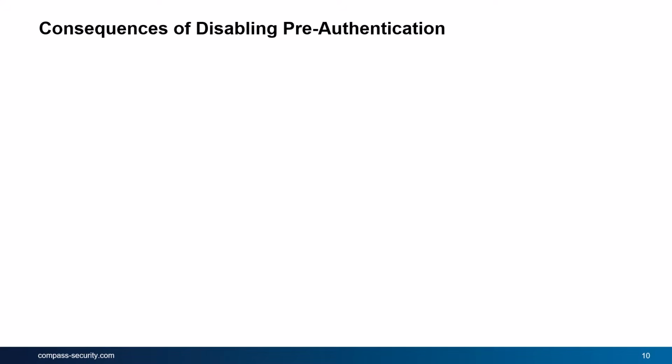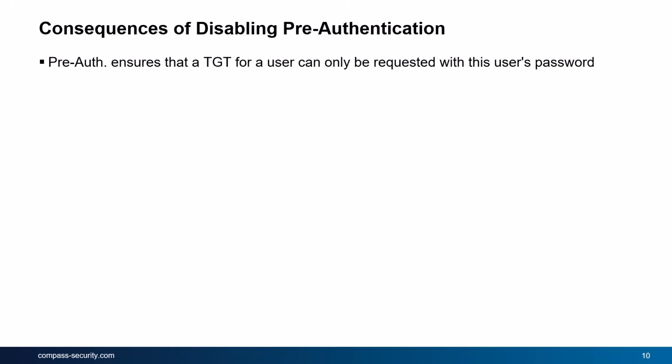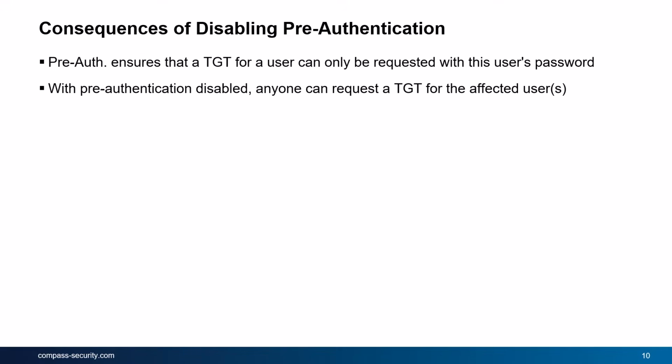Now, what exactly are the consequences of disabling pre-authentication? Why does this lead to an attack? The purpose of pre-authentication is that a TGT for a given user can only be requested when you know this user's password, since you have to encrypt the timestamp with the user's password or key material derived thereof. If you disable pre-authentication, anyone that has network level access to your domain controller or the KDC can request a TGT for that affected user.